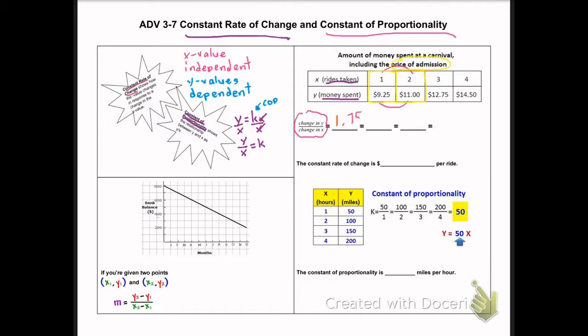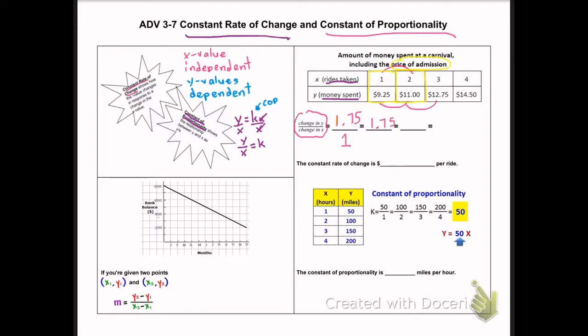And at that same time, X went from 1 to 2. So that's a change of 1. Then we can look at the next move. So Y went from $11 to $12.75. That's another change of $1.75.